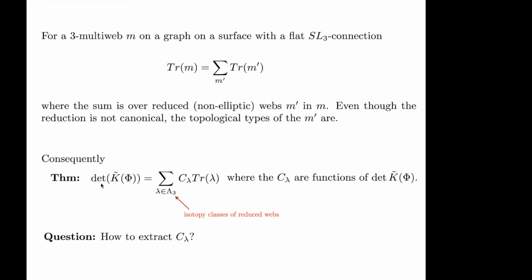And consequently, this determinant, which we computed, can indeed be written, instead of as a sum over n-fold dimer covers, or 3-fold dimer covers at least, by collecting the terms into their isotopy classes of reduced webs, which I'm calling lambda 3. So the theorem is that the determinant can be written as a sum over isotopy classes of reduced webs of some coefficient, and the coefficients can then be extracted, we don't know how, that's still an open question, from the determinant.